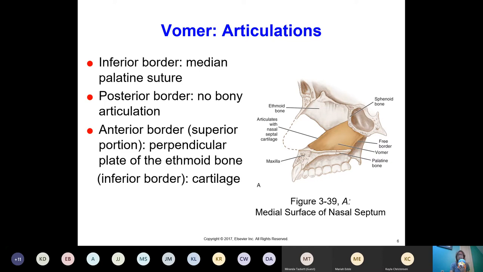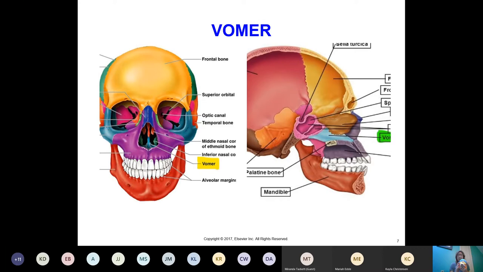Here's a colored picture of where the vomer is located from the anterior view, or looking straight at the skull. You can see the little vomer part is marked on that skull as well as this one. And if you look at it from a lateral view, or the side view, you can see that the part of the vomer you see from the front is very small. The vomer goes back, it's still a small bone compared to the others, but it goes back pretty deep.